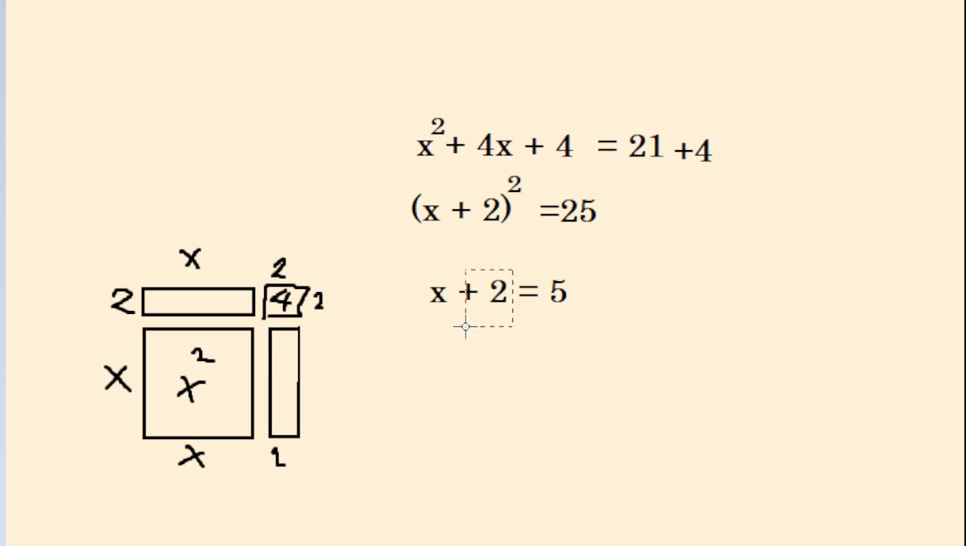And from here it's just a linear equation. Nothing really hard. You just move 2 to the other side, make it minus, and that's it. Basically x is 3. Simply. So yeah, this technique is called completing the square.